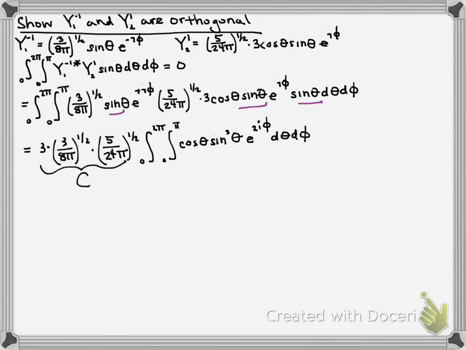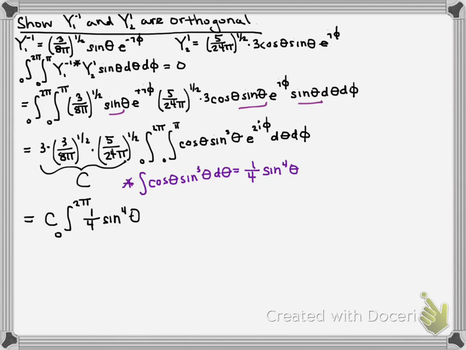So we're going to call all those constants out front c. So that's all just constant c. And then we need to know what the integral is of cosine theta sine cubed theta. And it turns out that that's going to be 1/4 sine to the 4th theta. And then we're going to need to plug in our bounds. So we have all of our constants. We still have this integral over phi from 0 to 2 pi, 1/4 sine to the 4th theta, evaluated from 0 to pi d phi.